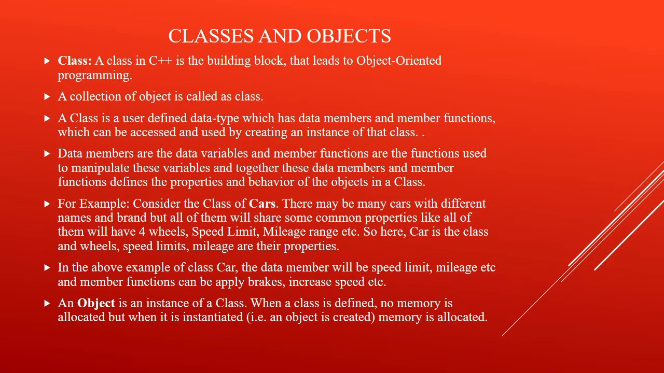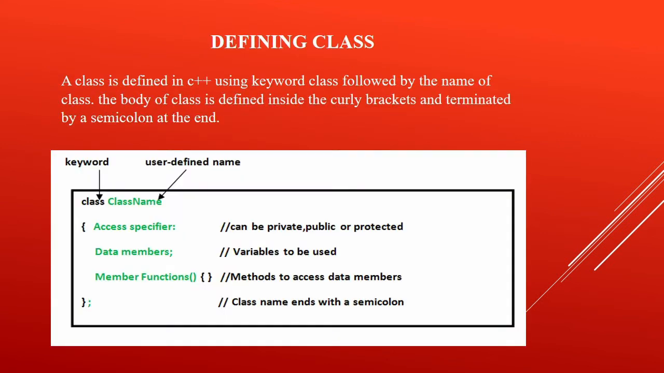An object is an instance of a class. When a class is defined, no memory is allocated, but when it is instantiated, that is, an object is created, memory is allocated. Defining a class. A class is defined in C++ using the keyword class followed by the name of the class. The body of the class is defined inside the curly brackets and terminated by a semicolon at the end.